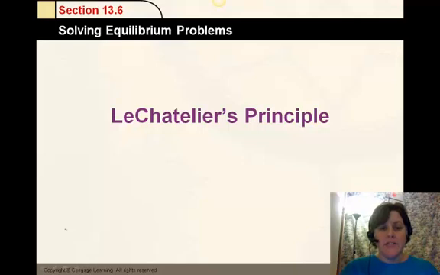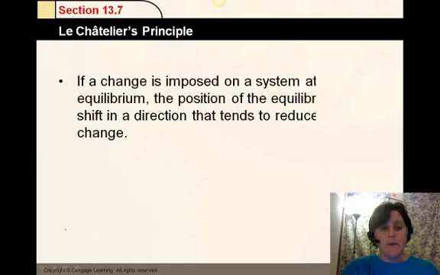The last section in this chapter is about Le Chatelier's principle, a topic we did in intro. What is Le Chatelier's principle? It says that if a change is imposed on a system at equilibrium, the position of the equilibrium will shift in a direction that tends to reduce that change. In other words, if something is done to the reaction, it will shift to counteract that particular change.